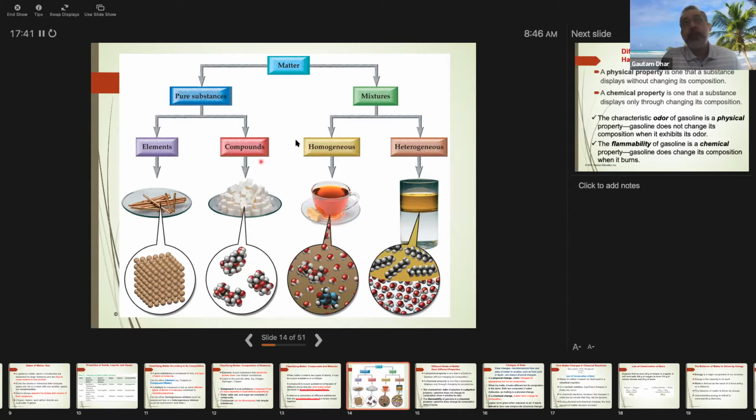So homogeneous means evenly distributed, like this cup of tea, or sugar water, salt water. Homogeneous means that if I take any portion of this liquid, it will have the same composition, like ocean water. Now heterogeneous means uneven, like salt and water, you really cannot dissolve evenly.